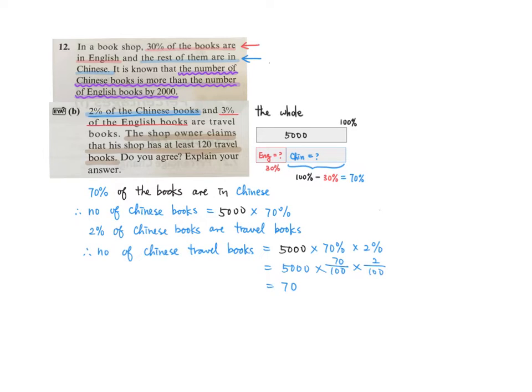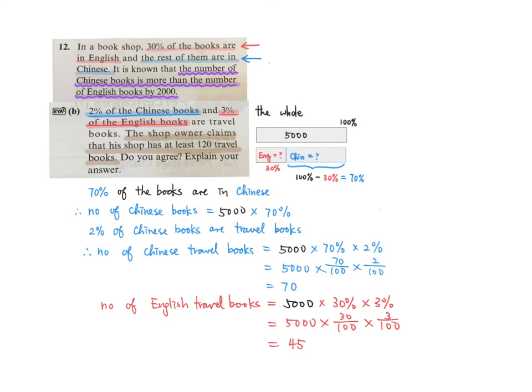Similarly, as 30% of the books are in English, the number of English books would be equal to 5,000 times 30%. And amongst these English books, 3% of them are travel books. So the number of English travel books is equal to 5,000 times 30% times 3%. And that would be 45.